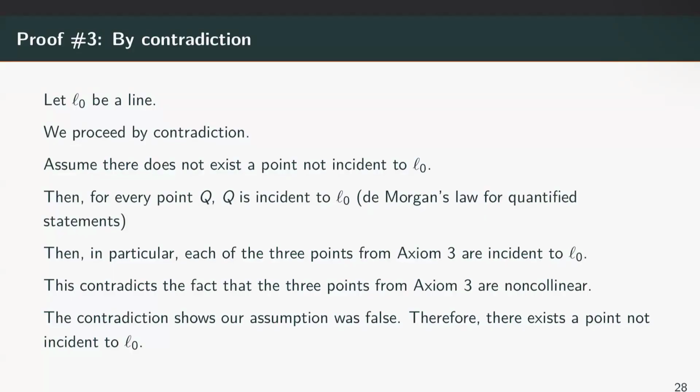That shows that our assumption was false, and therefore there must exist a point not incident to L naught. And we can go ahead and give ourselves the little box at the end of the proof. Hopefully that's clear, and don't hesitate to let me know if you have any questions. You have a similar proof to do on your first mastery homework.